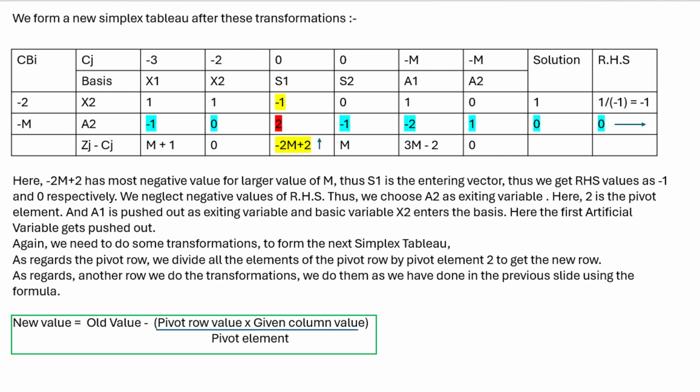So this row which I have highlighted using blue color is the pivot row. And this column which I have highlighted using yellow color is the pivot column. We get the new pivot element, that is 2. Now we again do the same transformations. We have this second iteration, which is the third simplex table. So we get the third simplex table.